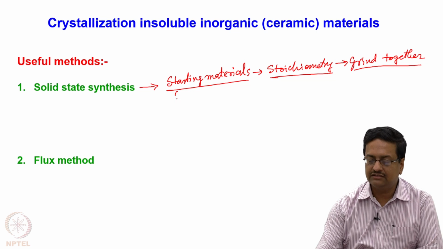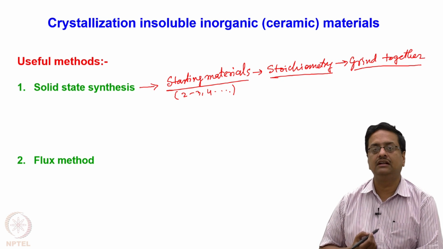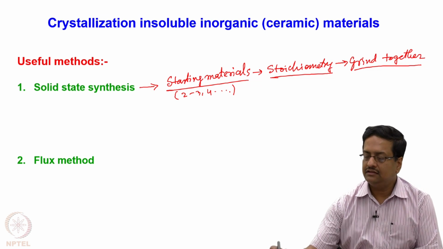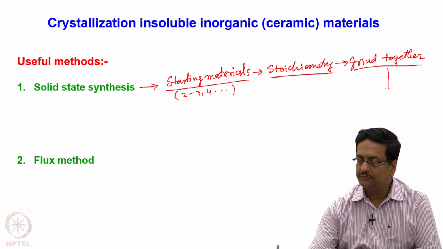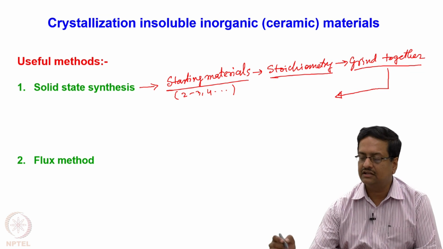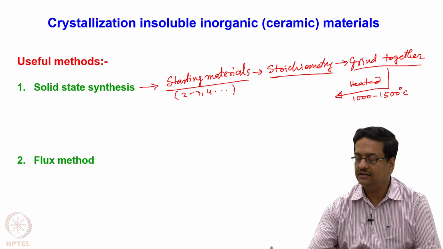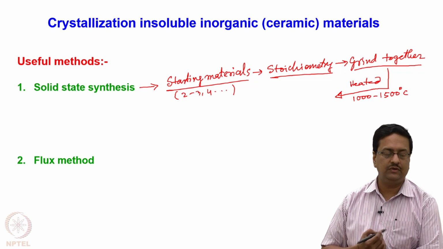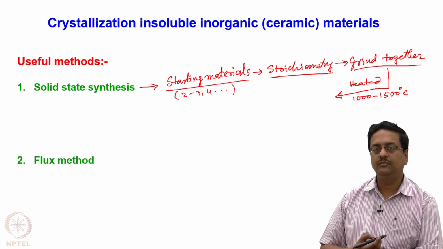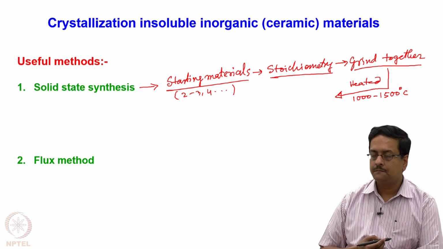These starting materials can be 2, 3 or 4 or whatever number of independent compounds. And then this powdered mixture of starting materials is heated in a furnace at about 1000 to 1500 degrees centigrade, depending on what kind of starting materials we have used and depending on their melting points.